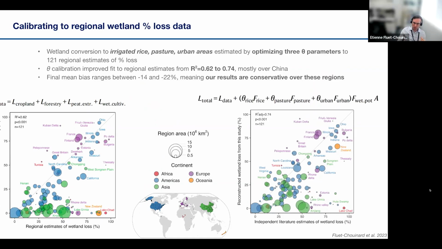And through basically fitting these theta parameters for irrigated rice, pasture, and urban areas, we can try to improve the fit here. So we're going up to an adjusted R-square of 0.74 by fitting these points. And so comparing the graph on the right versus the one on the left, you can see a lot more of these points from the bottom right have moved closer to that one-to-one line. I want to say that even with this optimization, the mean bias is between 15 and 20%. So meaning that even this is as best as we can do to fit these regional estimates of percentage wetland loss, we're still underestimating with this approach.